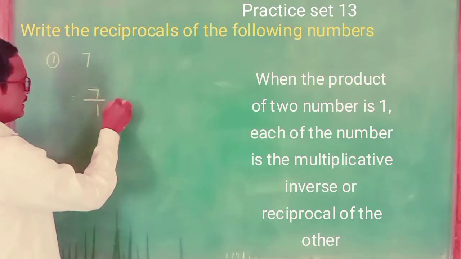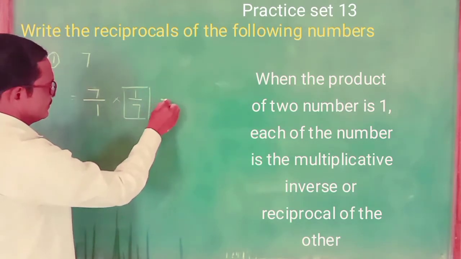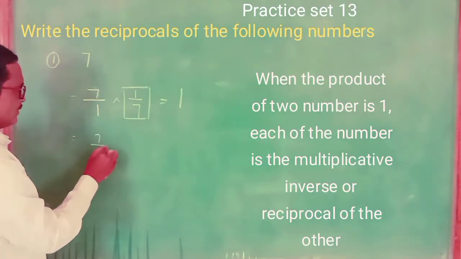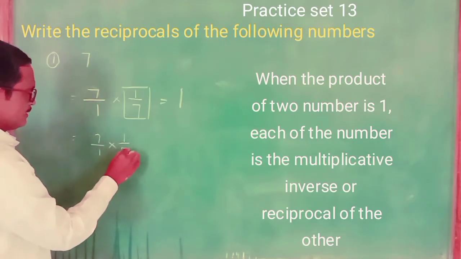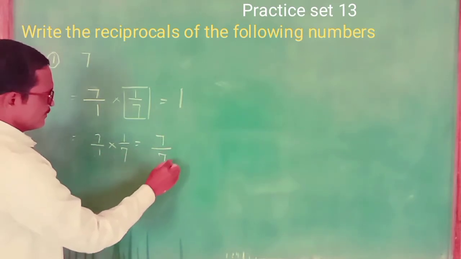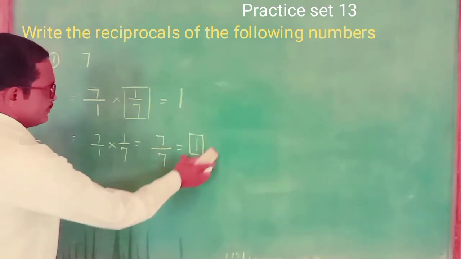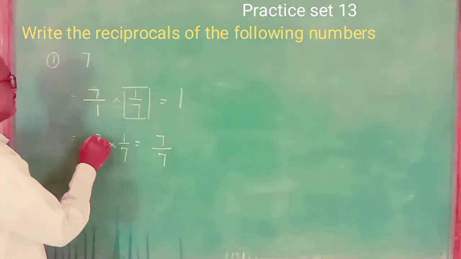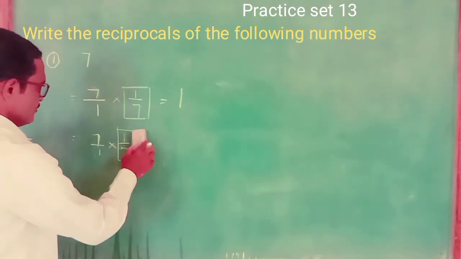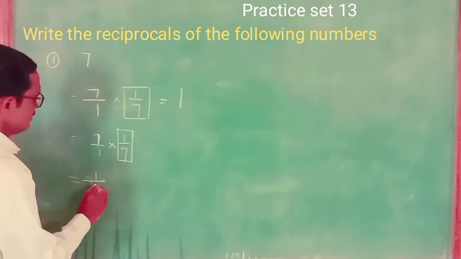If we multiply it by 1 upon 7, we get 1. How do we get that? We have 7 upon 1. If we multiply it by 1 upon 7, we get 7 into 1 is 7, 1 into 7 is 7, which is equal to 1. So the reciprocal, or multiplicative inverse, of 7 is 1 upon 7. So we get the reciprocal of 7 as 1 upon 7.